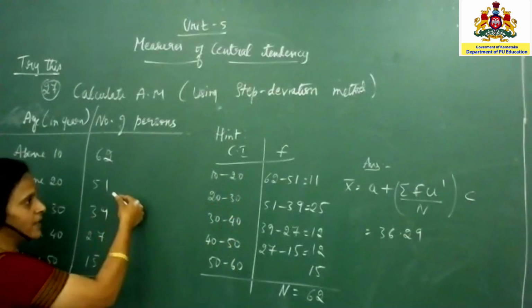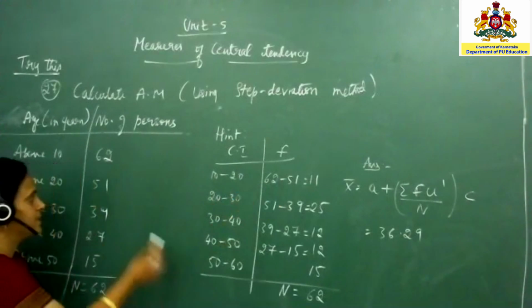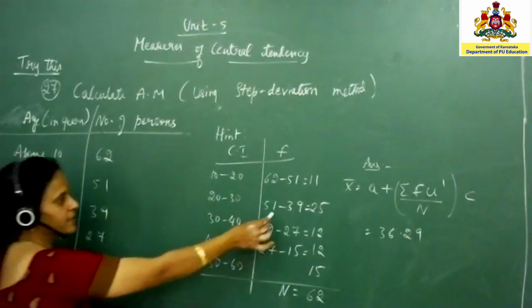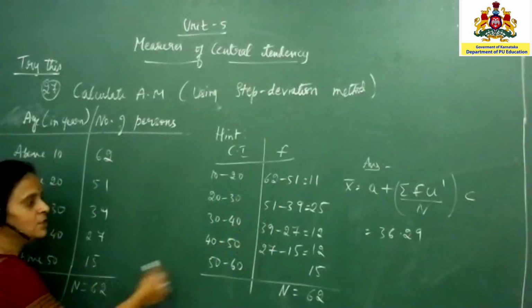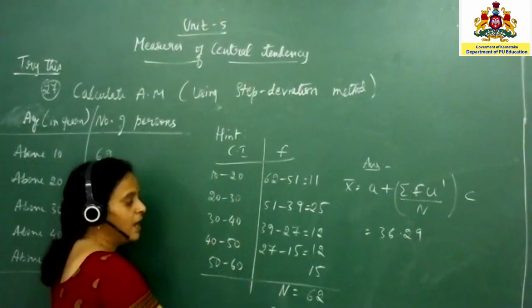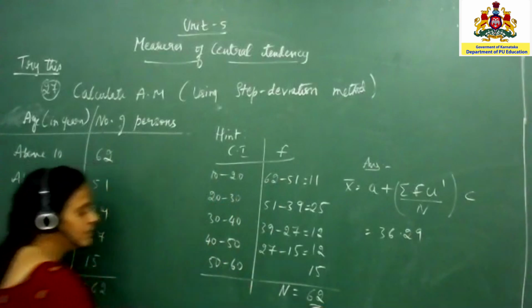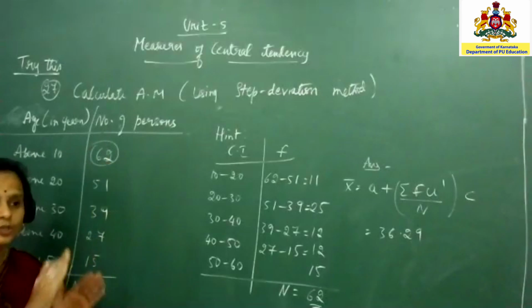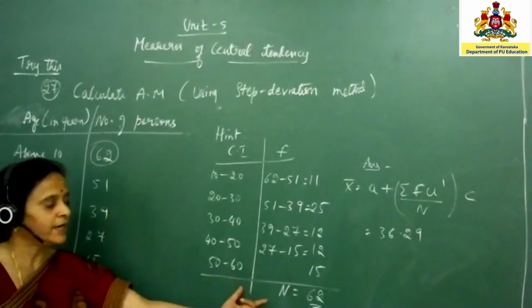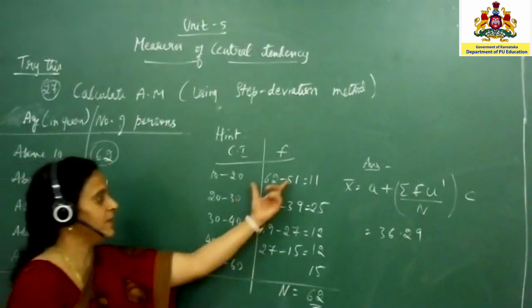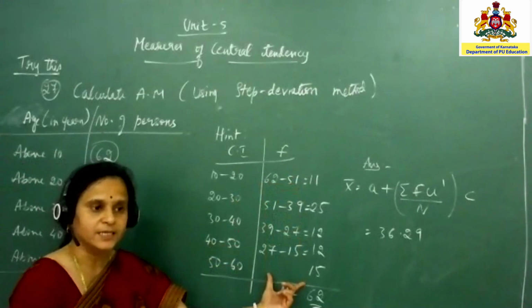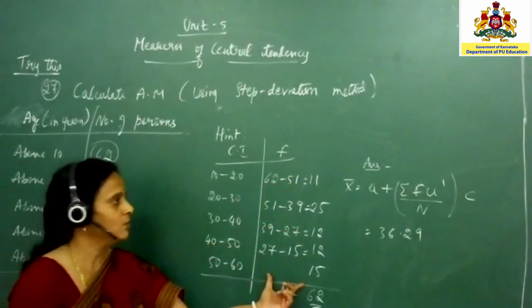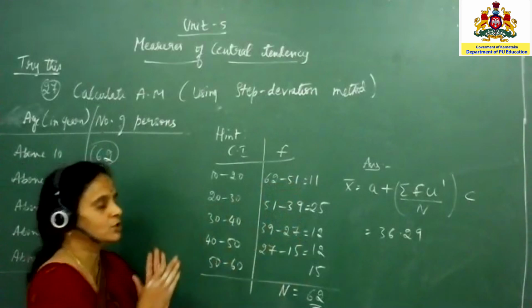Right? So 62 minus 51, you are getting the first frequency. 51 minus 39, you are getting the second frequency. So like this, just carry on. Okay? And to cross verify, n equal to 62 you are getting. So that 62 and this 62 should be same. Right? So if you get any other answer, it means somewhere you have gone wrong in taking these frequencies by changing. Okay, so with this, now it is similar to the problem.